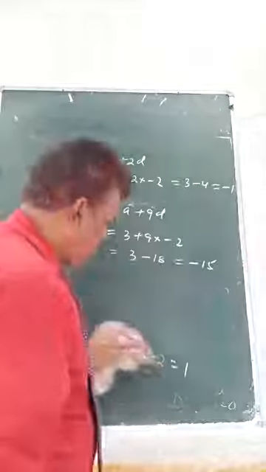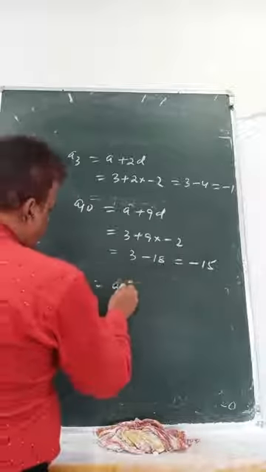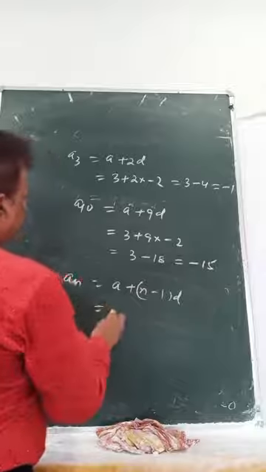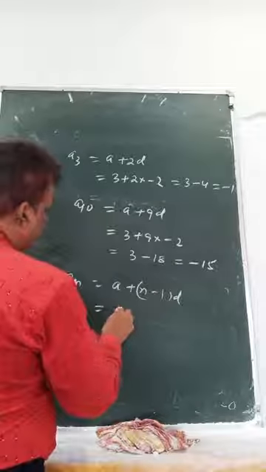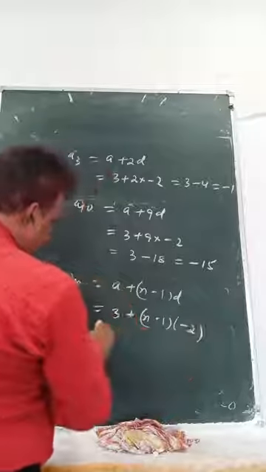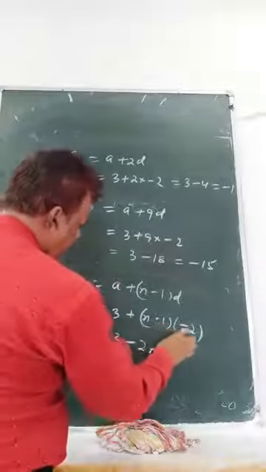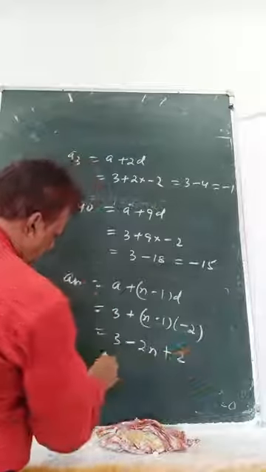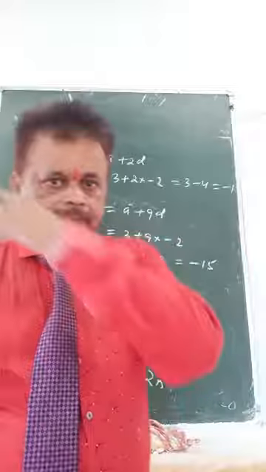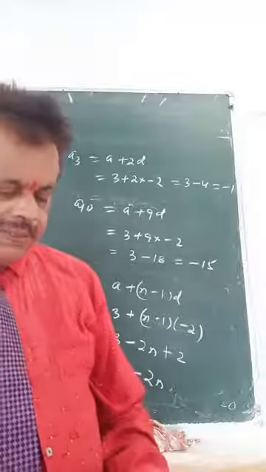AN. What is AN? A plus n minus 1 into D. A means 3 plus n minus 1 into minus 2. This is minus 2n, minus minus plus 2. That is 5 minus 2n. Okay? Then see the next question.